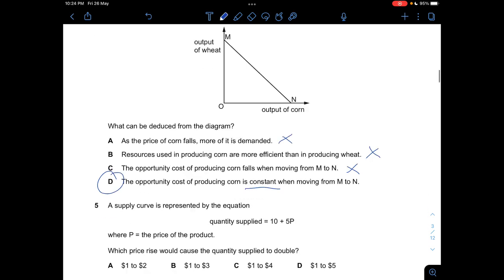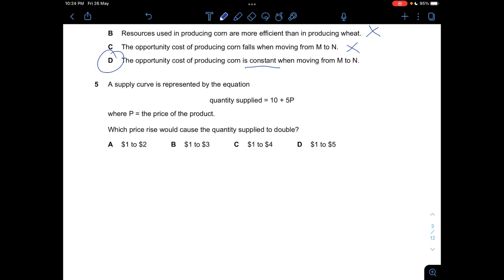So the answer is D. Question 5, a supply curve is represented by the equation quantity supplied equals 10 plus 5p, where p equals the price of the product. Which price rise would cause the quantity supplied to double? So it will be times 2, right?